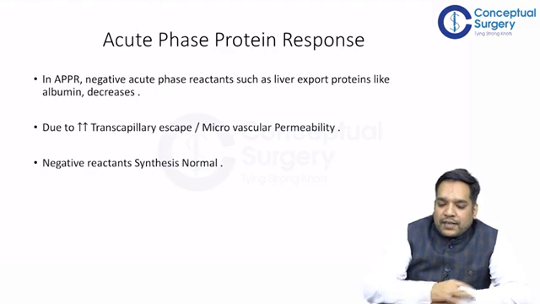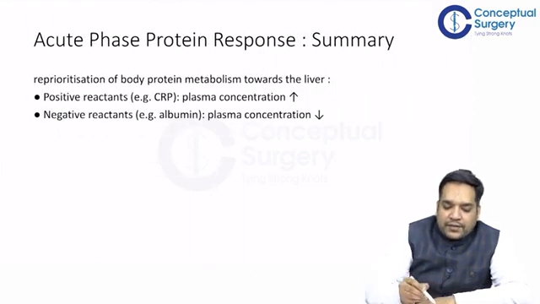So to move on, the next slide, this is the summary. Positive reactants increase like CRP and fibrinogen, and negative reactants like albumin get decreased.